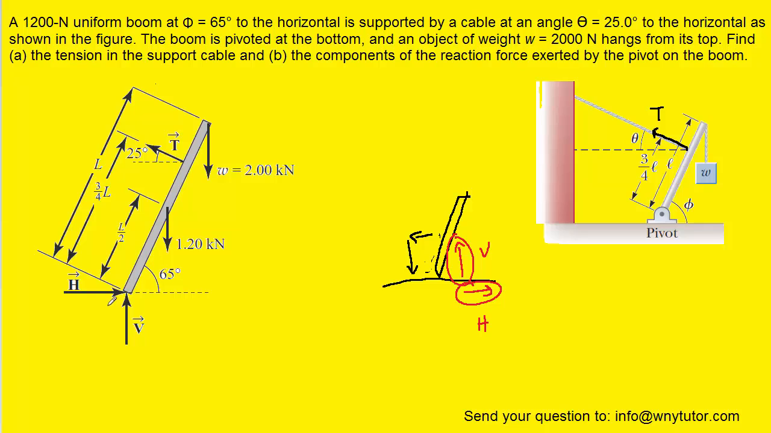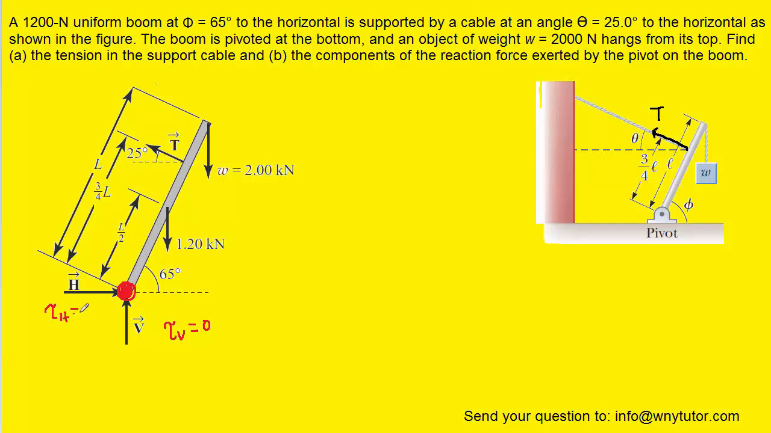Now, we're going to choose a pivot point at the bottom portion of the boom, and the reason we choose it there is because these two forces, which are unknown, will produce torques equal to 0. So we can exclude them from the equation that we're about to apply.